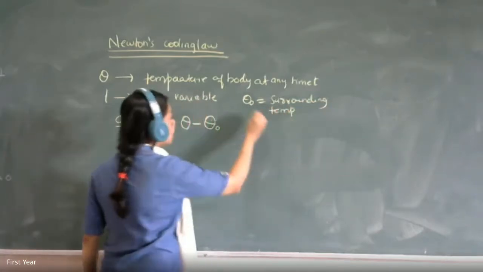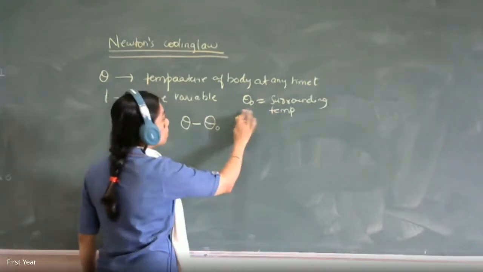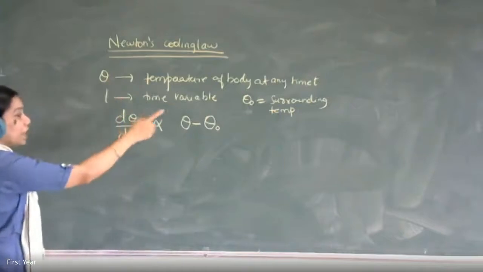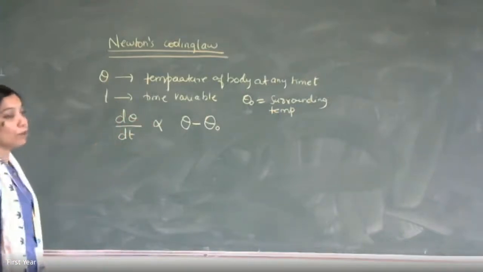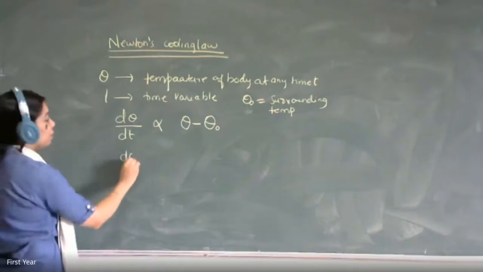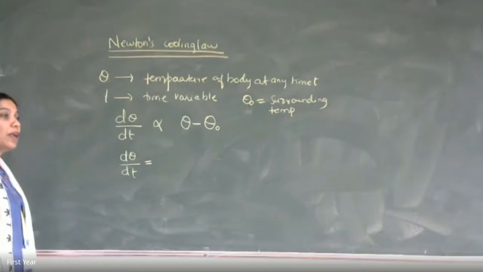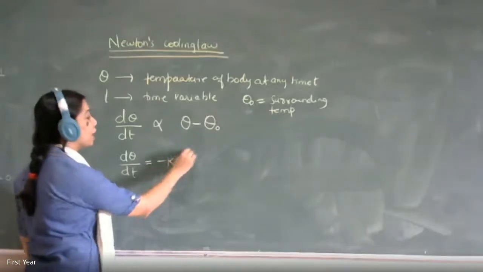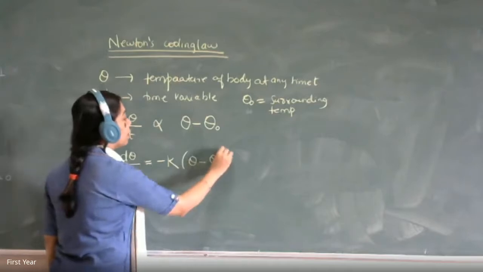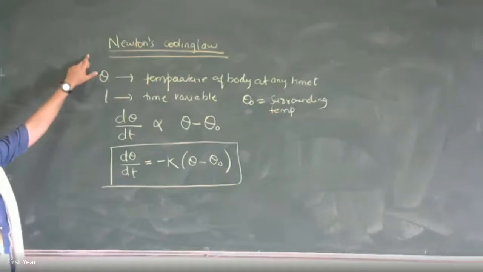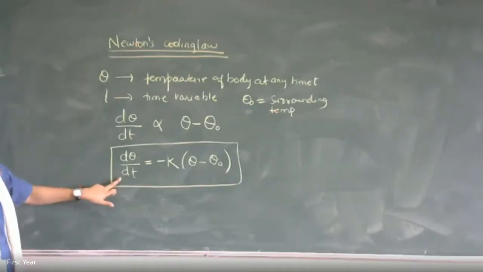In your reference book, this is given as theta naught. Temperature sometimes is given as capital D, but theta and theta naught look same. That's why I use this sequence. Okay. But what is happening? Temperature बढ़ रहा है कि कम हो रहा है? कम हो रहा है. तो constant of proportionality हम लोग माइनस करेंगे. So minus k theta minus theta naught. This is your differential equation for Newton's cooling law.